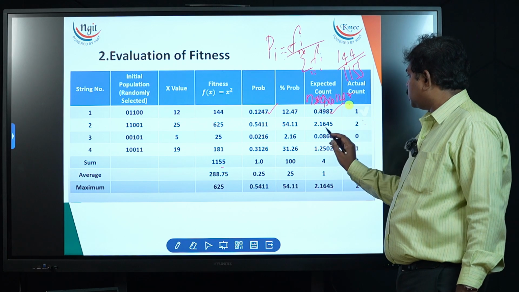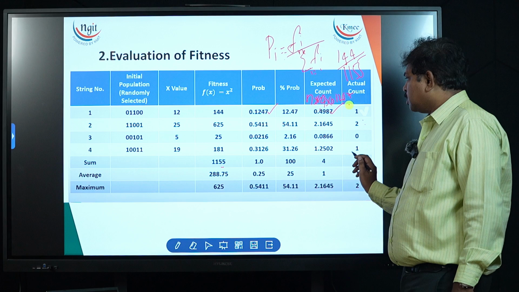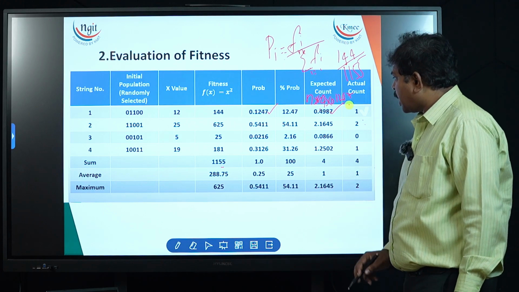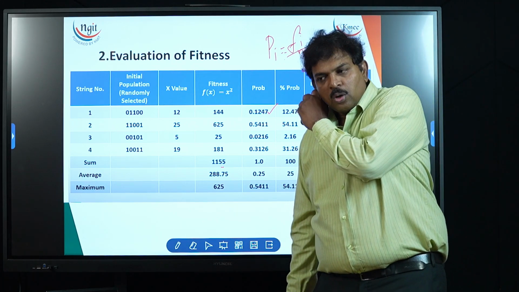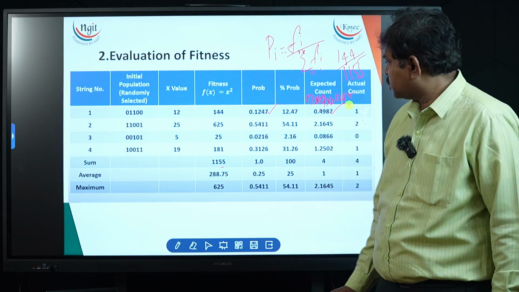It is nearby 1, this is nearby 2, it is 0, means negligible only, this is 1. Like this we count the actual count. The actual count tells us who is strong, who can be a strong parent in these 4 samples.